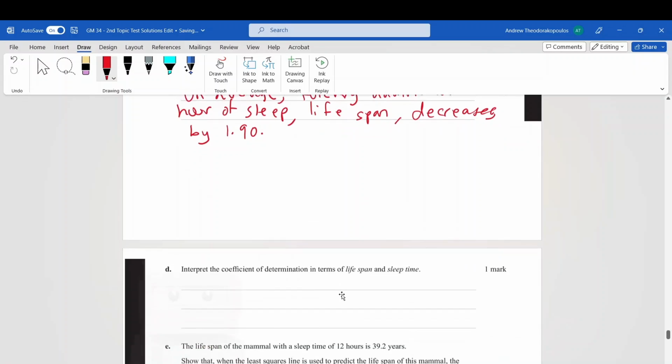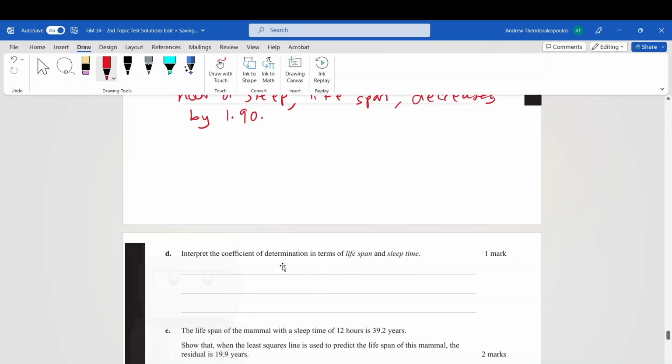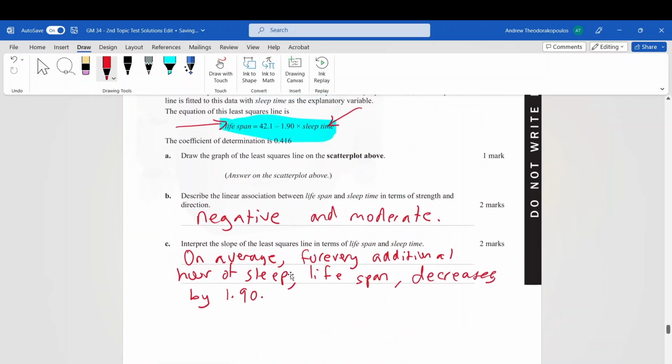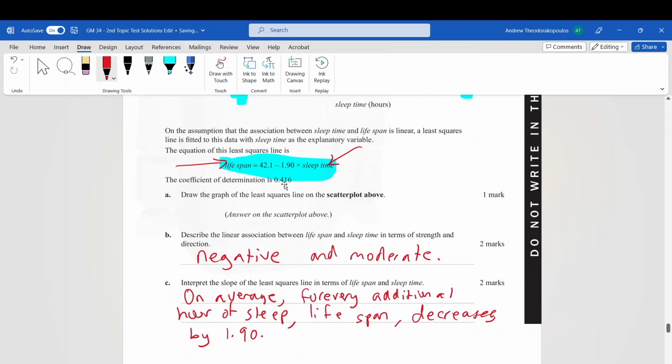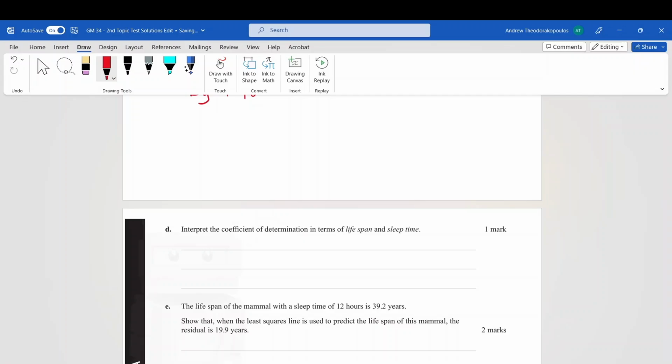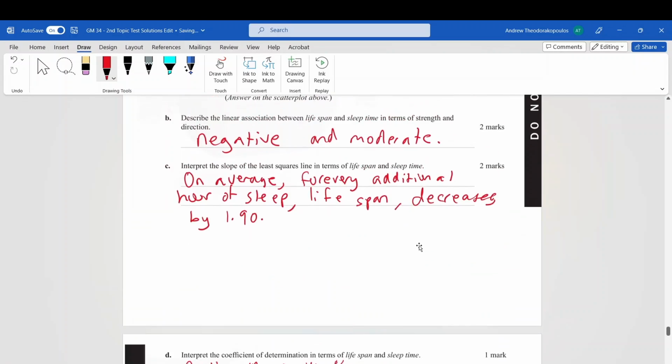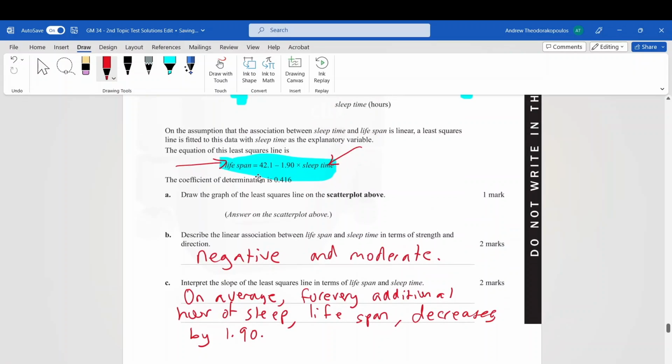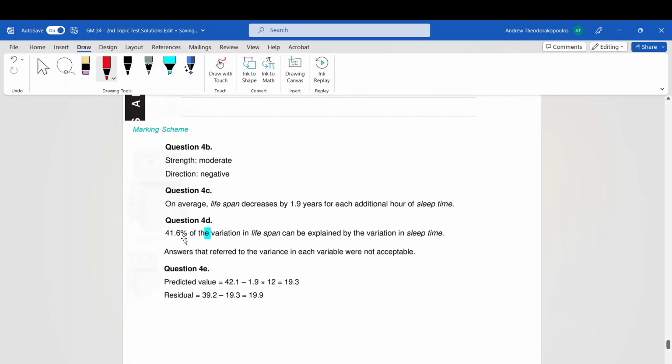Interpret the coefficient of determination. This is part of our lesson structure. Once we get the coefficient of determination, which is here, we want it in terms of a percentage. So the first thing is 0.416 times 100, which gets me 41.6%. With that percentage, we can say that 41.6% of the variation in lifespan can be explained by the variation in sleep time. That's what they've got here.